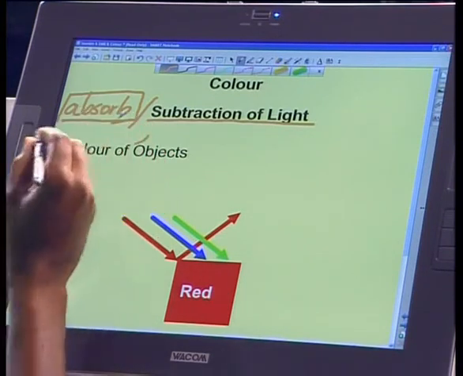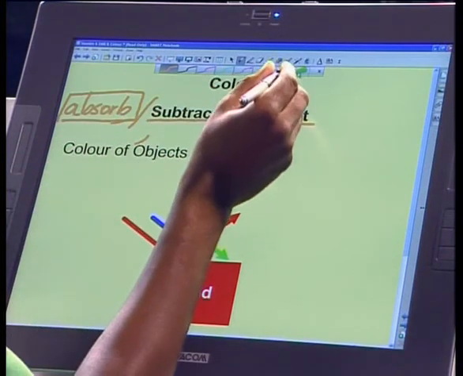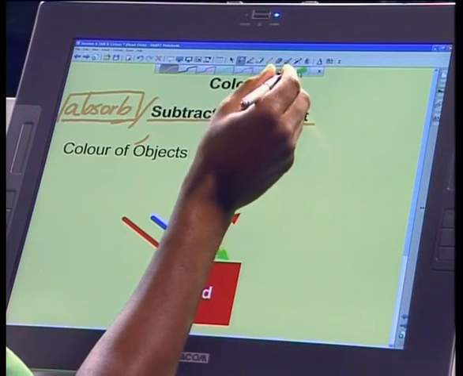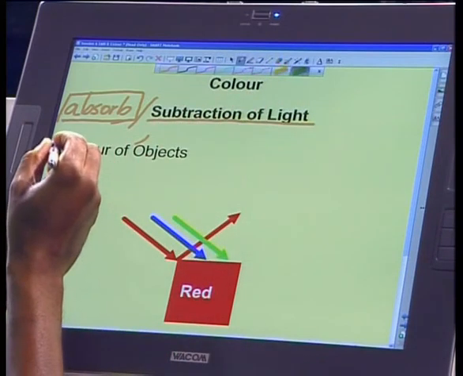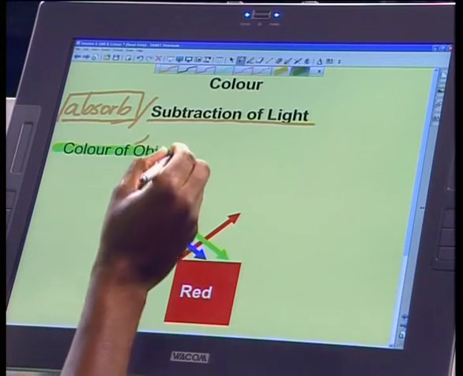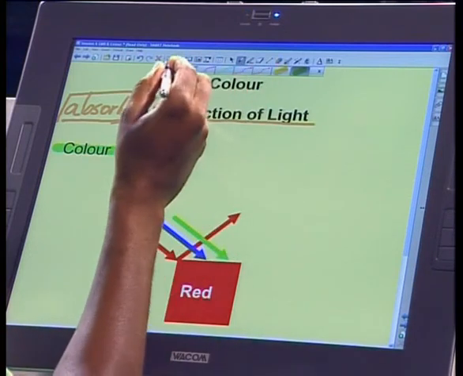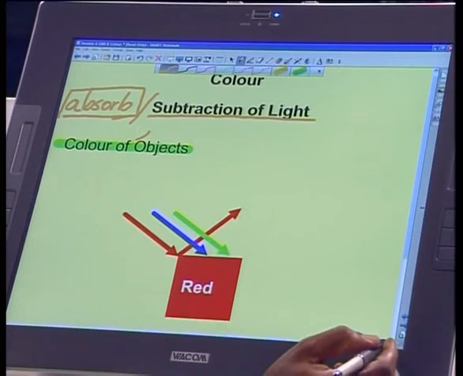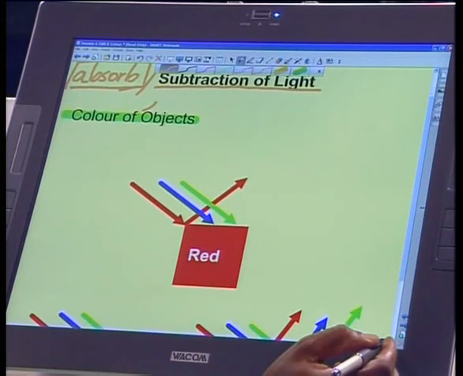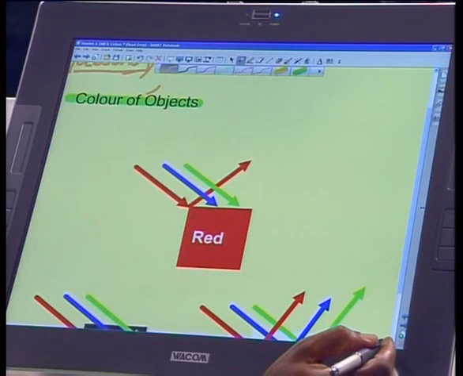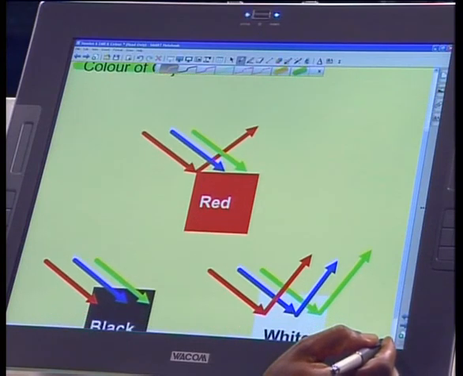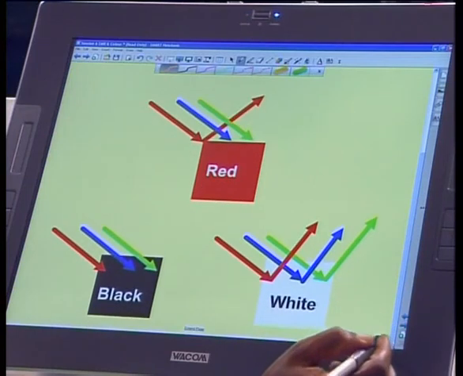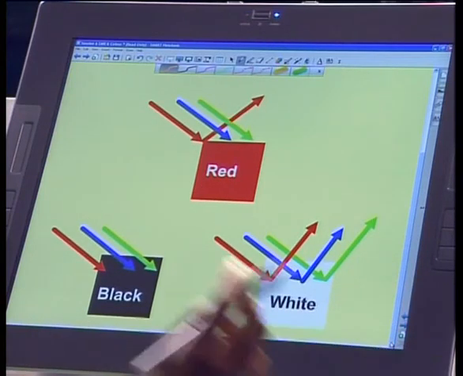Here, when color is being absorbed and color is being reflected, it helps us to see the color of objects. For us to see colors of objects, it's because objects are actually absorbing certain colors and are reflecting others. And what we see are the reflected colors. Let's have a look at this diagram here.